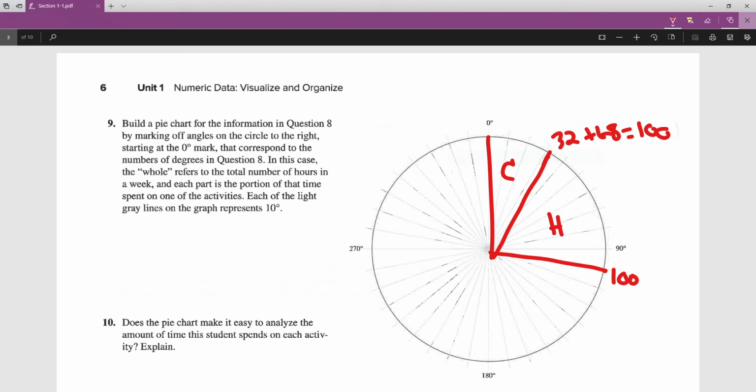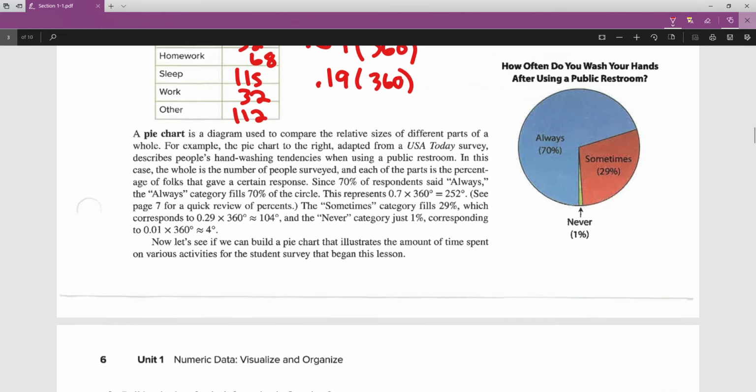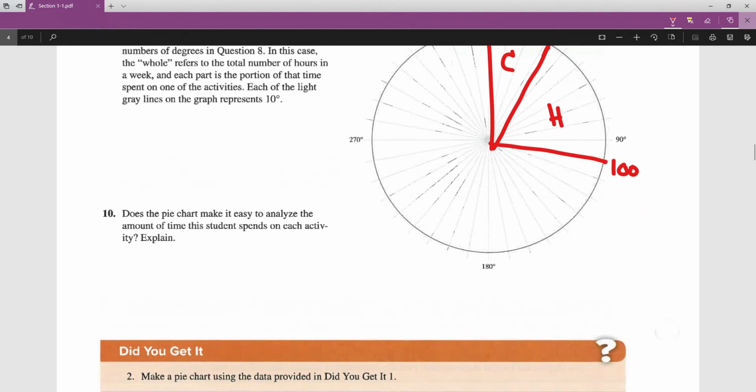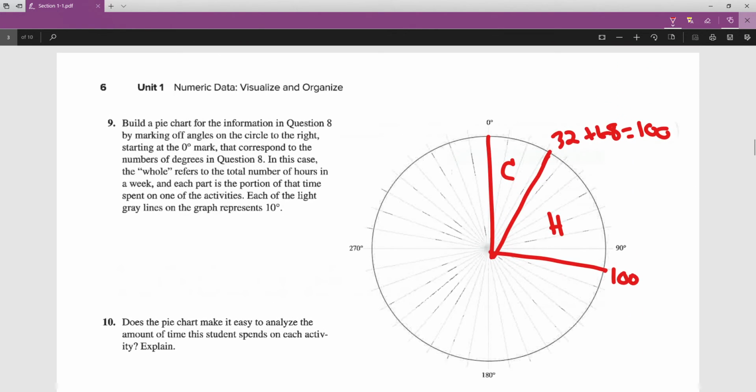The next category is sleep. Sleep was 115 degrees. So I'm going to add 115, which gives me 215. So I'm at 100, 110, 120, 130, I have to go past 180, 190, 200, 210. It's going to be right about here for 215. And that was sleep. We're at 215 now. So you keep adding on to where you were last.